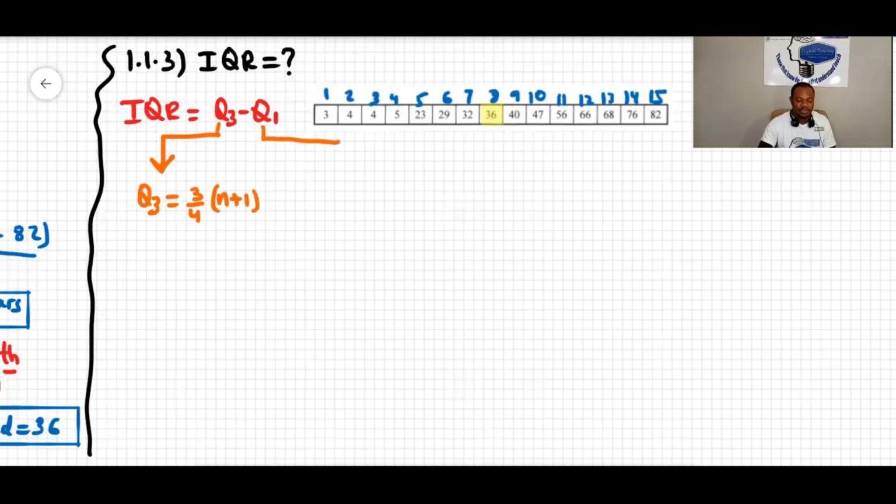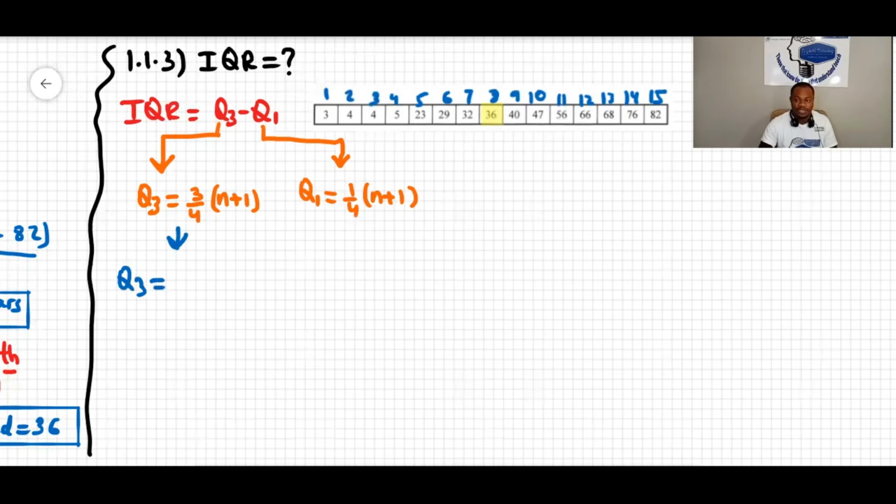And then Q1 will be equal to a quarter times n plus 1. These are not the actual values of the first and the third quartile, but they just tell us the position of the third and first quartile, as with the median. So now over here, I can work out Q3.